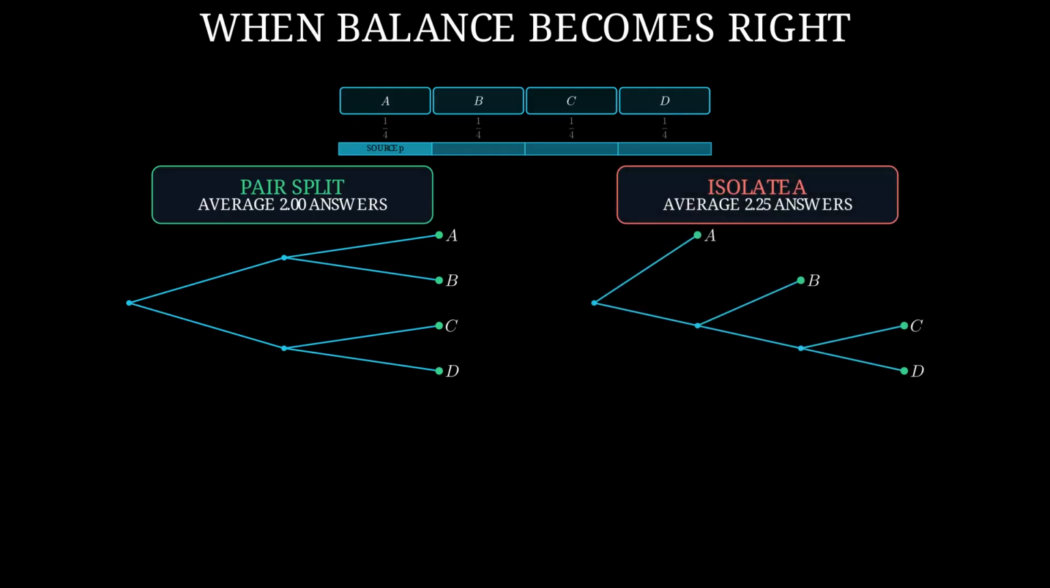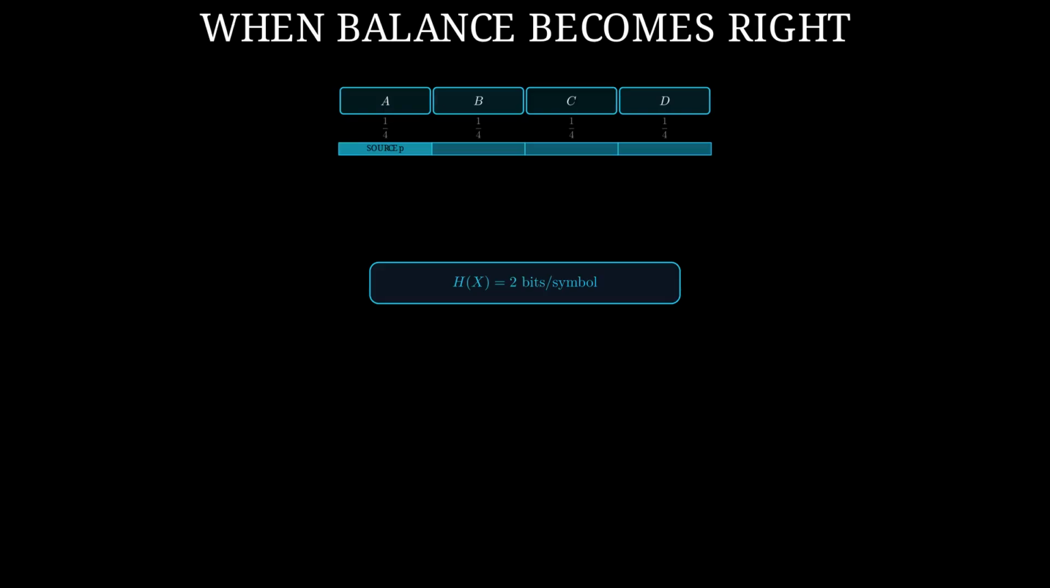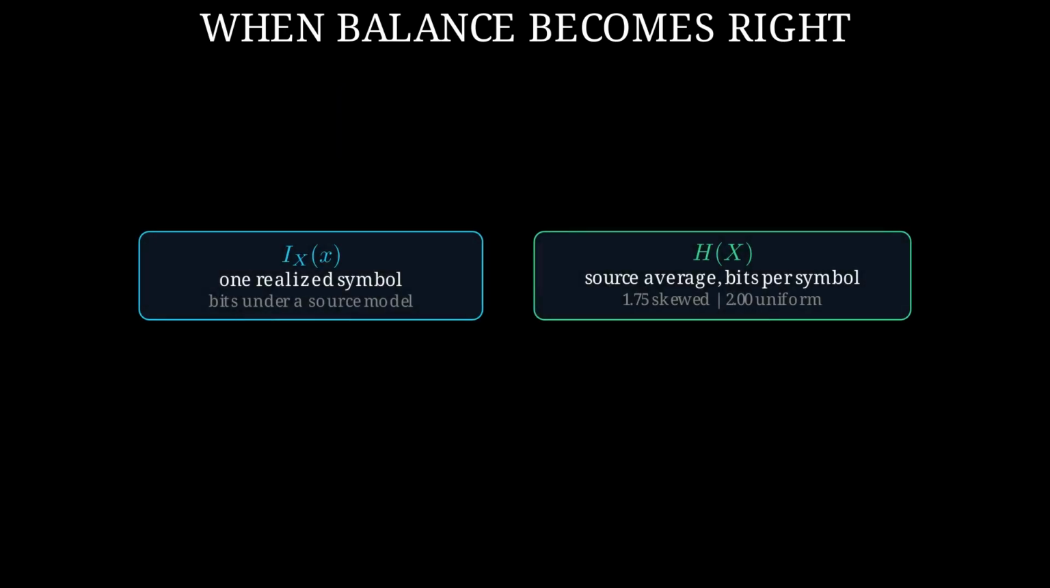The old probability-shaped tree now averages 1/4 times 1 plus 2 plus 3 plus 3. That is 9/4, or 2.25. Each symbol also has 2 bits of self-information, so the uniform source has entropy 2 bits per symbol. The answer depends on what you are pricing. One realized symbol has self-information under a model. The source has entropy on average. For our first source, that average was 1.75 bits. For the uniform source, it is 2.